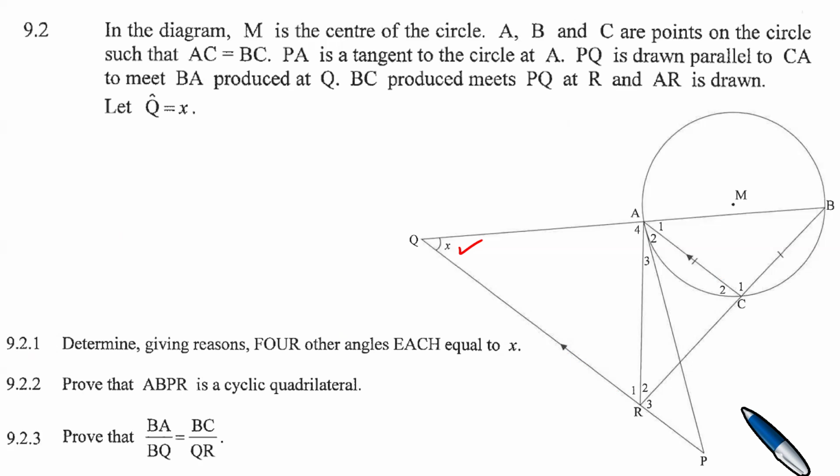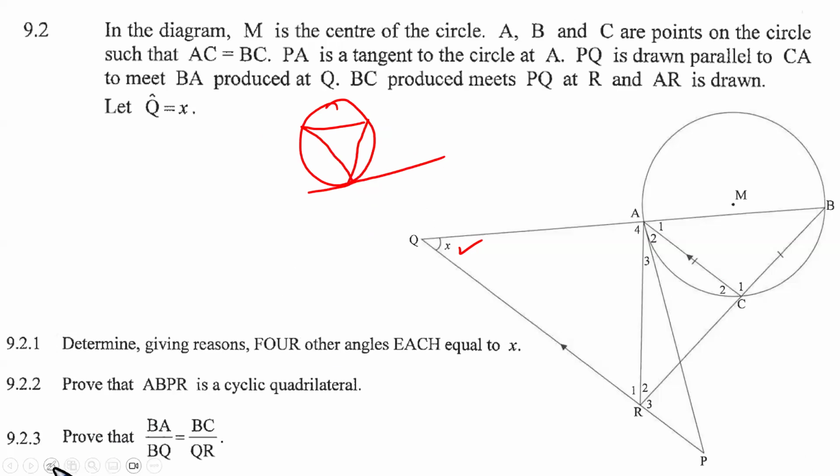What does the Tan-Chord Theorem say? The Tan-Chord Theorem says that the angle between a tangent to a circle and a chord equals the angle in the alternate segment. The chord that makes the angle with the tangent subtends an angle in the opposite segment.